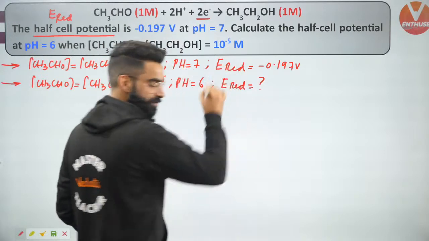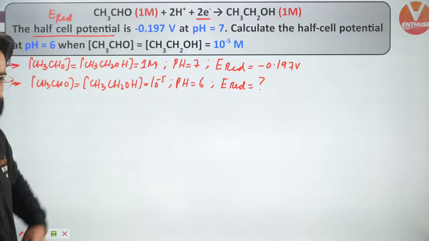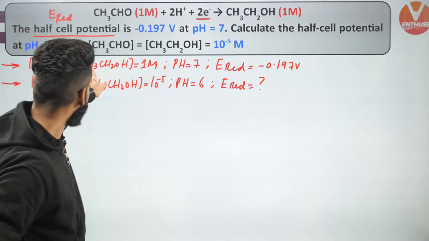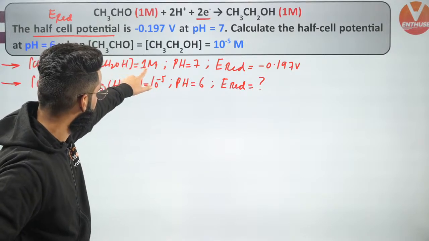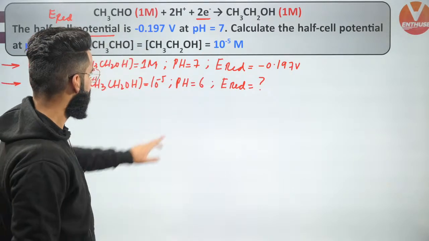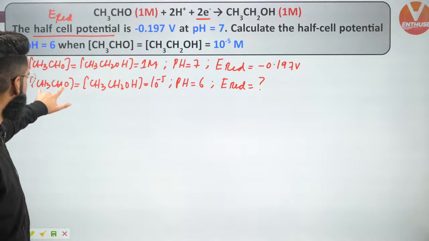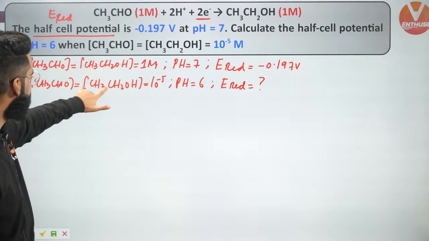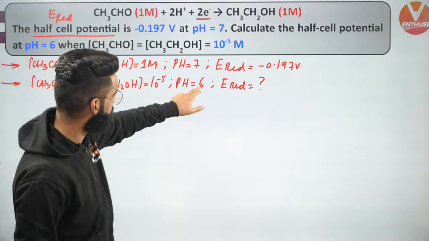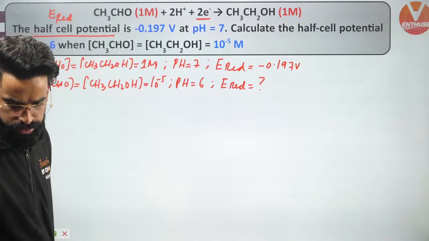So how to solve this sort of question? People, let me make you understand the question. When the concentration of CH3CHO and CH3CH2OH is equal to 1 molar and the pH of the solution is 7, the reduction potential of the electrode is equal to minus 0.197. And now when the concentration of CH3CHO and CH3CH2OH are both equal to 10 power minus 5 molar and the pH of the solution is equal to 6, what will be the reduction potential at that time? Can we solve this one?